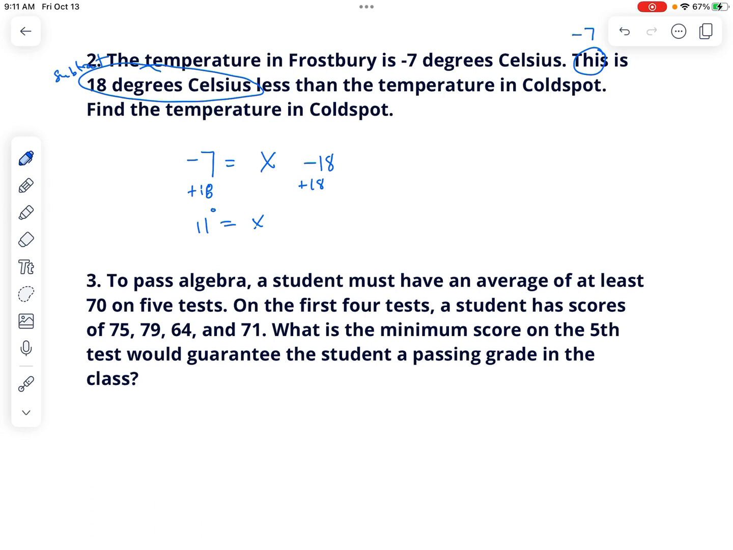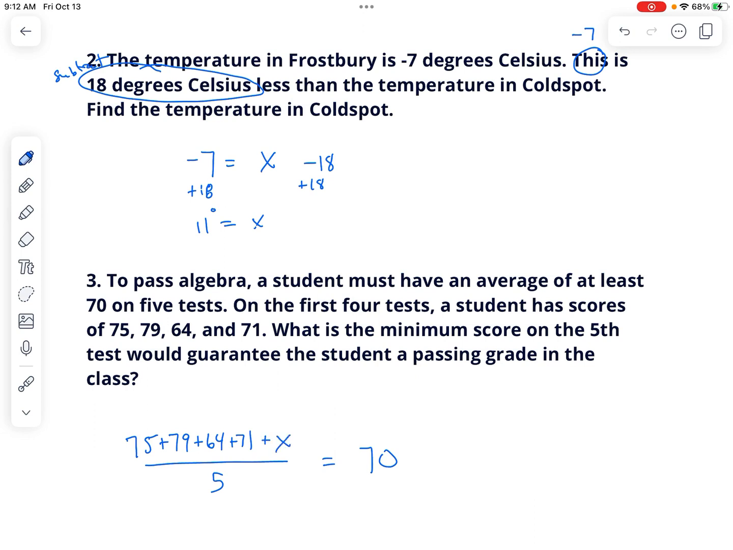So first sentence, we're looking at an average of 70 on 5 tests. So what we're going to do is add 5 scores together, and then divide by 5, and we want this to equal 70. So we have to know how to find an average. The next one, we're told what 4 of those scores are. So we have 75 plus 79 plus 64 plus 71, but I need a 5th score.